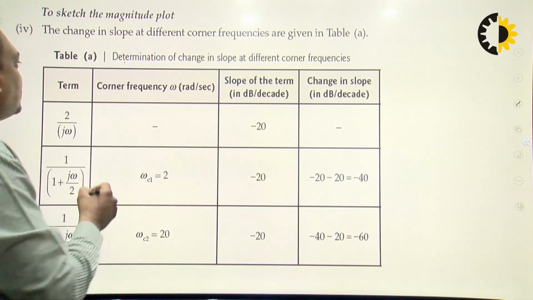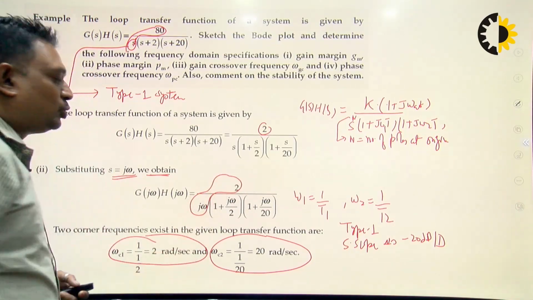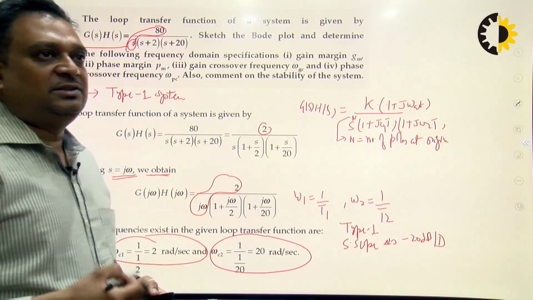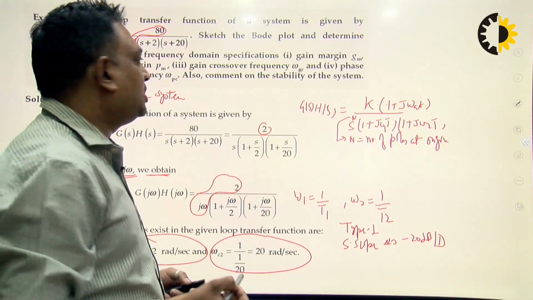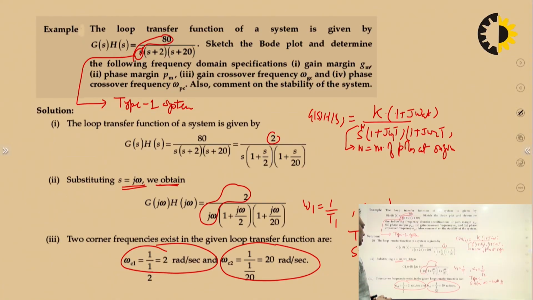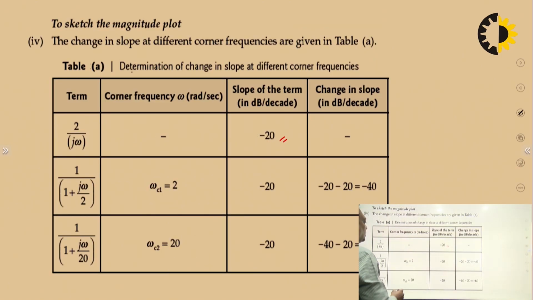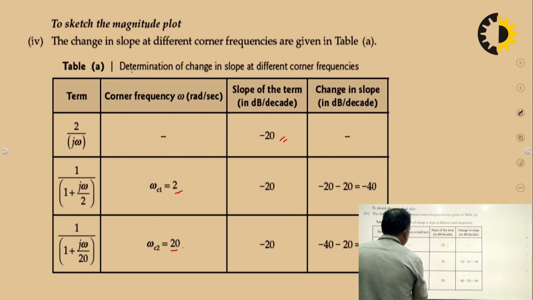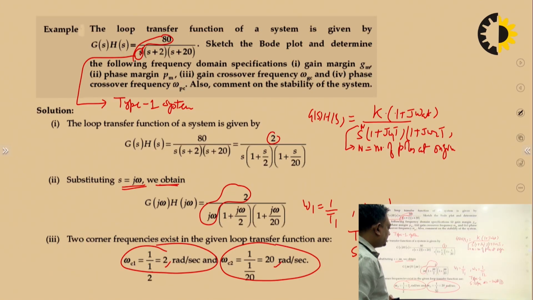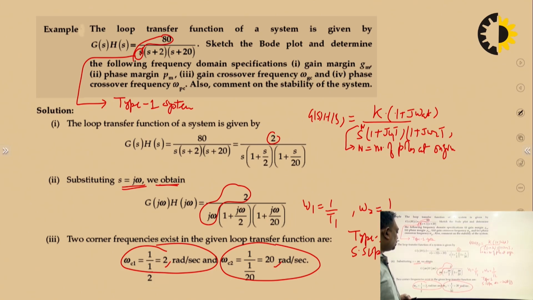You can see this term 2 upon j omega will decide the initial slope of the Bode plot, and as it is a type 1 system, the initial slope will be minus 20 dB per decade. Another term is 1 plus j omega by 2. Here the corner frequencies are 2 and 20 radian per second, and both these frequencies correspond to poles.